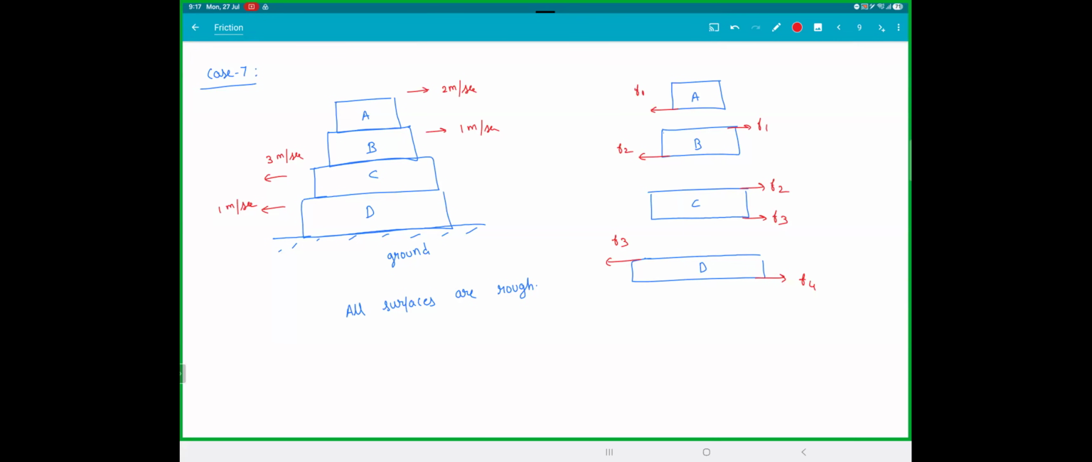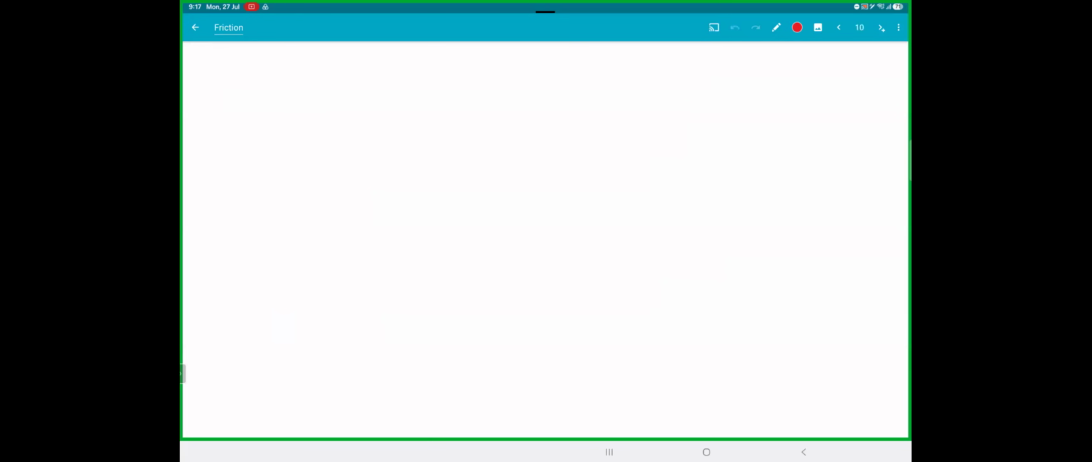If you understood the 7 cases, now you know how to find the direction of friction. Everything will fall under one of these categories. Any doubts on the direction part? Clear? The next thing, finding the magnitude.